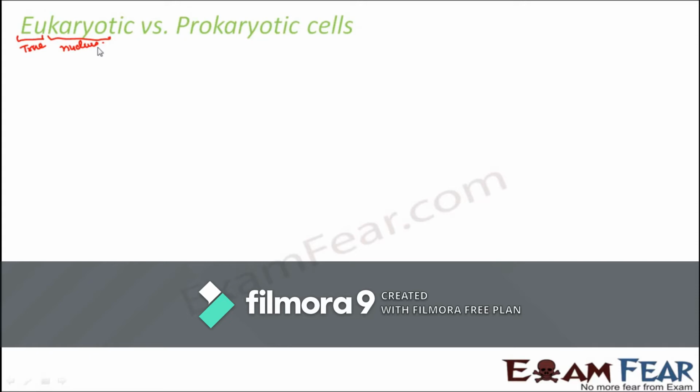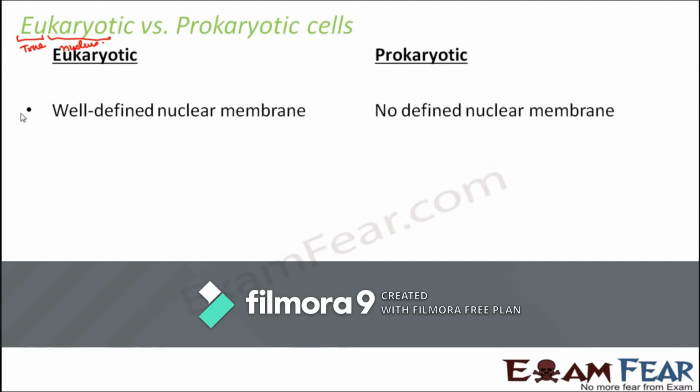Whereas there is another group of cells which do not have a true nucleus. Let us see what these are. Eukaryotic cells have a well-defined nuclear membrane. When we talk about a nucleus, there is a wall which separates the nucleus from all other components inside the cell. That wall is called the nuclear membrane. Like how you have a cell membrane outside the cell, similarly you have a nuclear membrane outside the nucleus. So those cells which have a very well-defined nuclear membrane have a distinct nucleus, something like this.